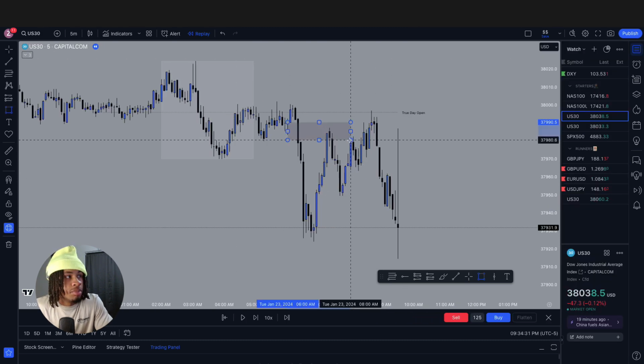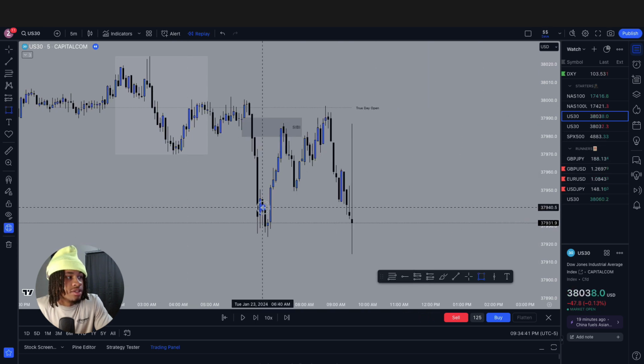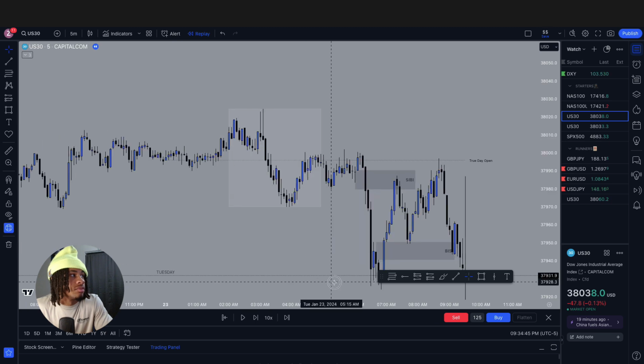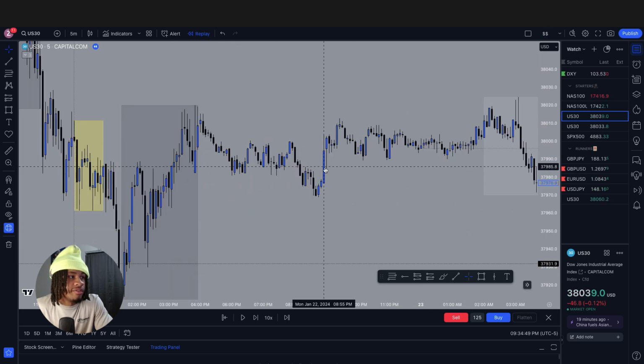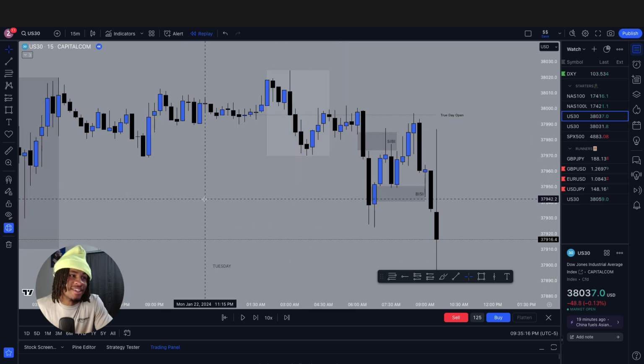This is a BISI, this is a SIBI here. I'm going to mark this up. This is a SIBI, this is a BISI. Let's go ahead and keep going. We have a fair value gap here, and even if you look on a 15-minute chart, we have a SIBI right here. Price is fractal.